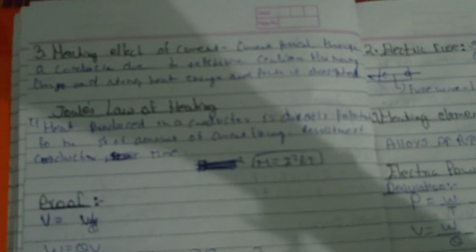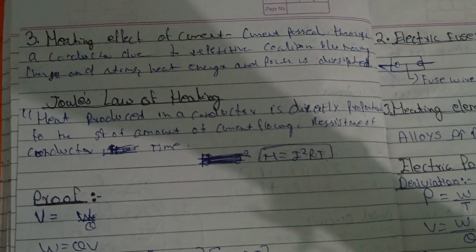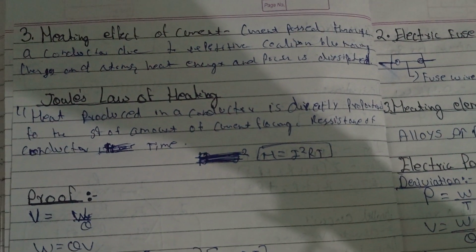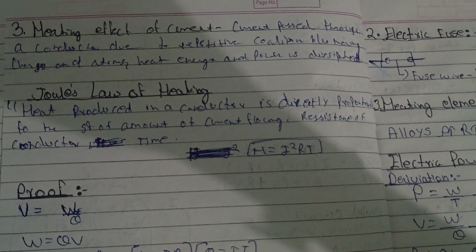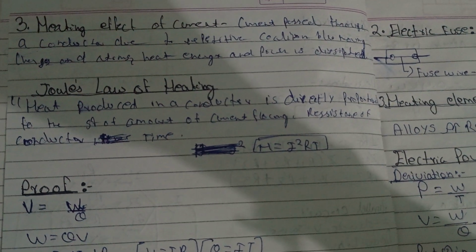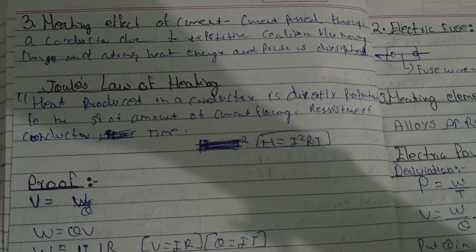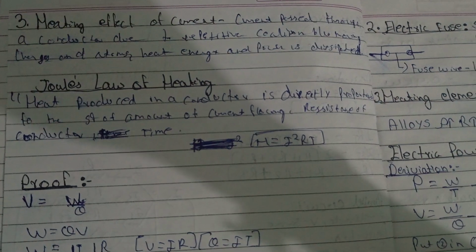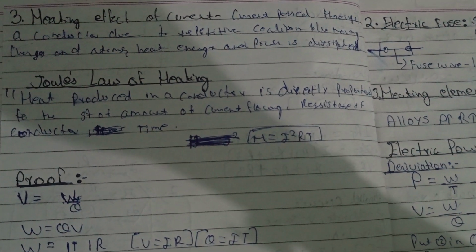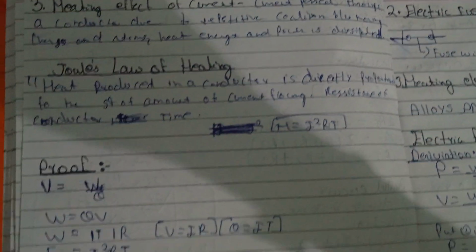Heating effect is applicable. Heating effect of current: current passes through a conductor, and due to repetitive collision between moving charges, the kinetic energy converts into atoms' heat energy, and power is dissipated and it causes heating.